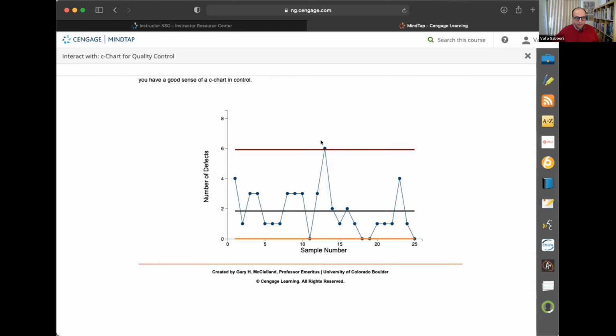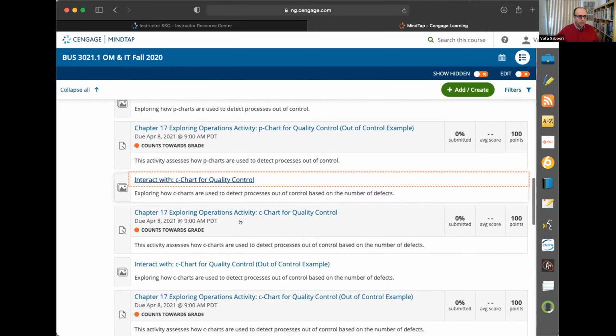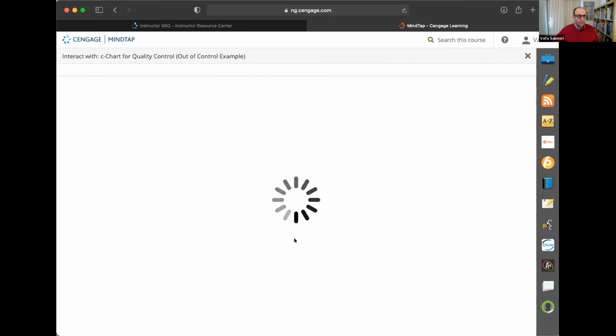And again, these are basically correcting themselves. So it hits the bottom, but then it picks up and hits the top, and again it goes down. So they are being corrected. So this is an in control process. Now let's take a look at these. These are out of control examples for the C chart.